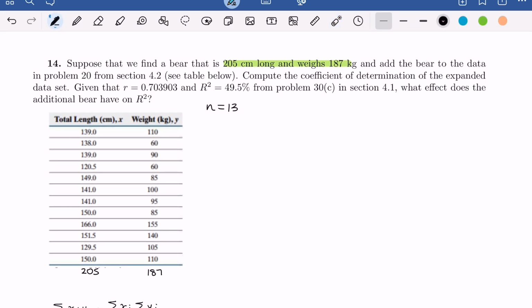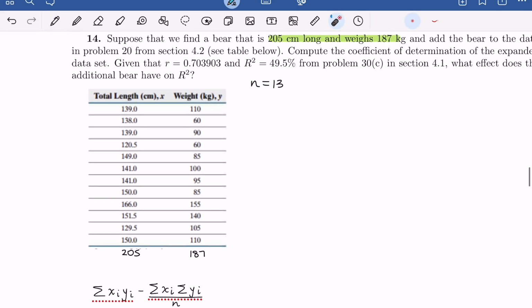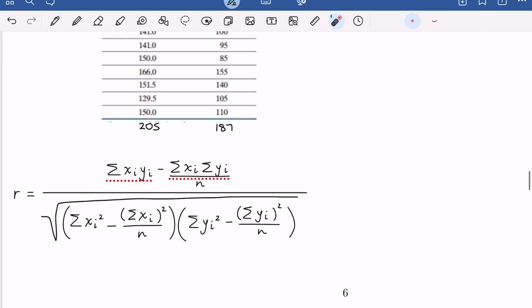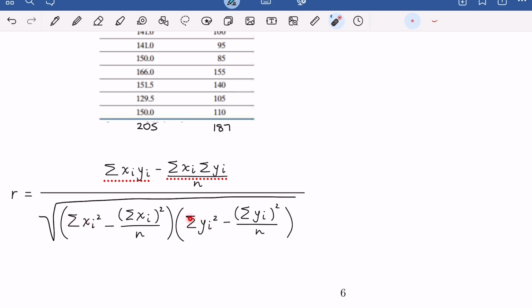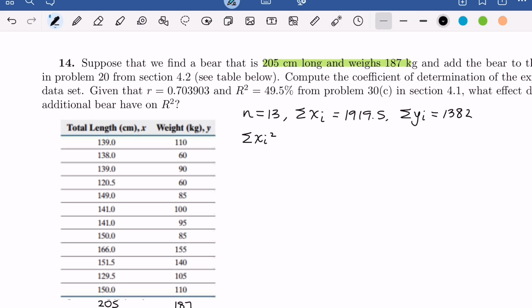We know our sample size is 13. We have 13 bears. We're also going to want to find the sum of all of our x and y values. We're going to add all of these together. The sum of all of our x values is going to give us this, and the sum of all of our y values is this here. Now we also want to find the sum of all these x values squared, and the same for our y values. So we're going to take the square of each of these and then add them together. Doing so for the length, our x values, we get this here, and then for our y values, we have this.